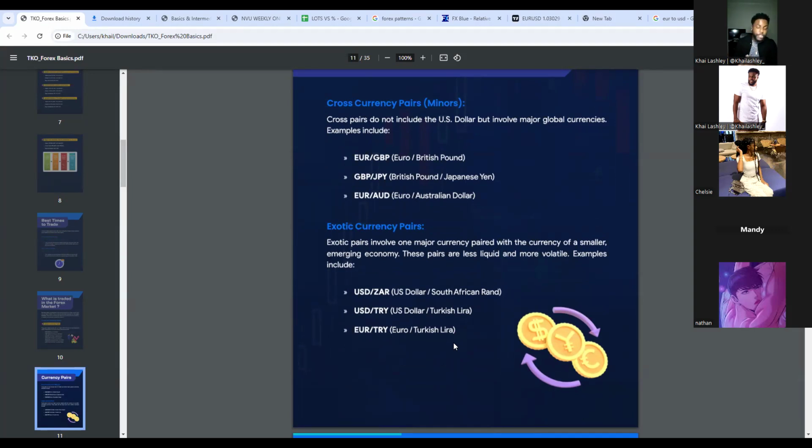We say don't touch them as yet until you understand basic things. Don't go around exotics. The exotics will skin you up, right? Don't go around exotics like that.